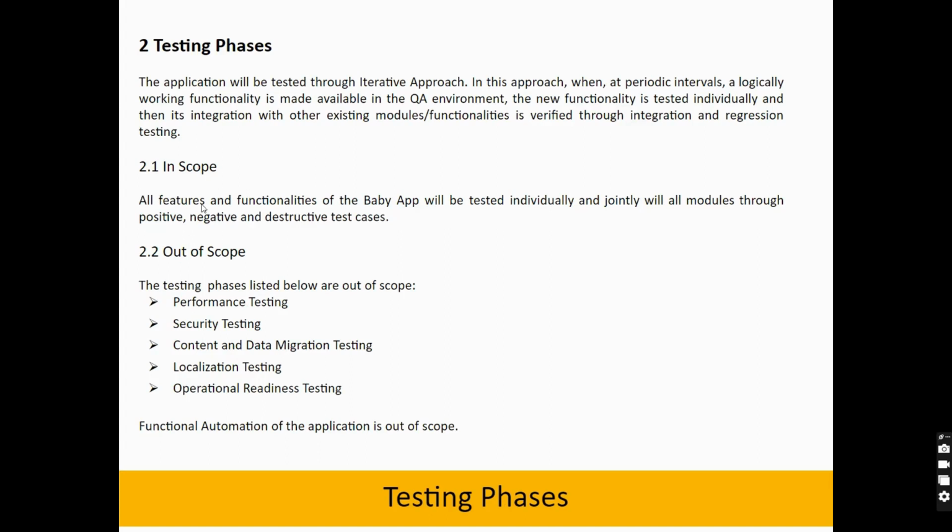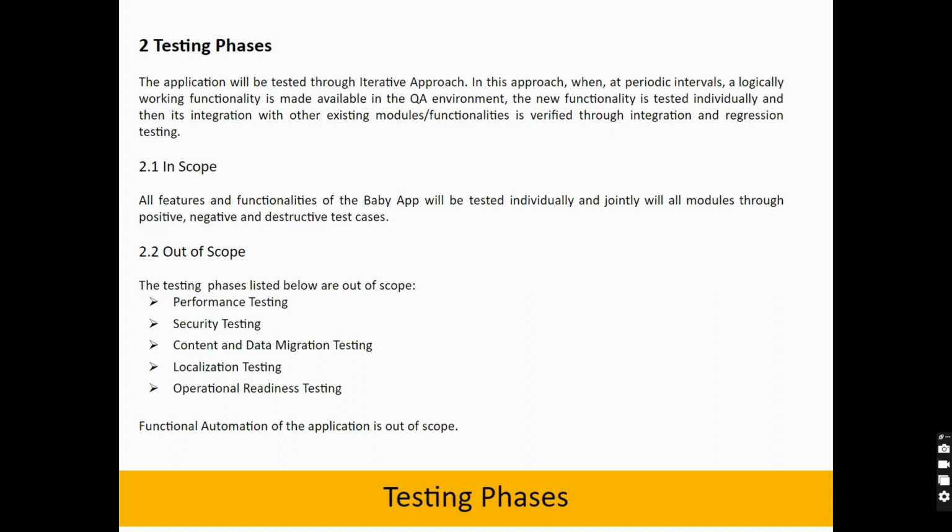So my scope is that all features and functionalities of the baby app will be tested individually and jointly, modeled through positive, negative and destructive test cases. Some other company, TCS, developed the baby app. Now this project came to H&SS Global and they are asking us to do all the testing. So from our company side, we need to create a test strategy document. This is what I'm going to talk about now.